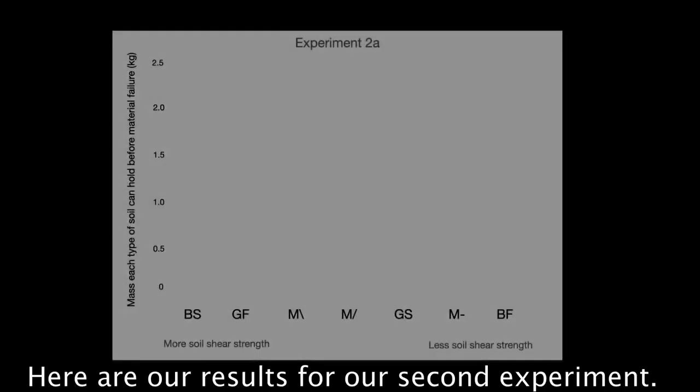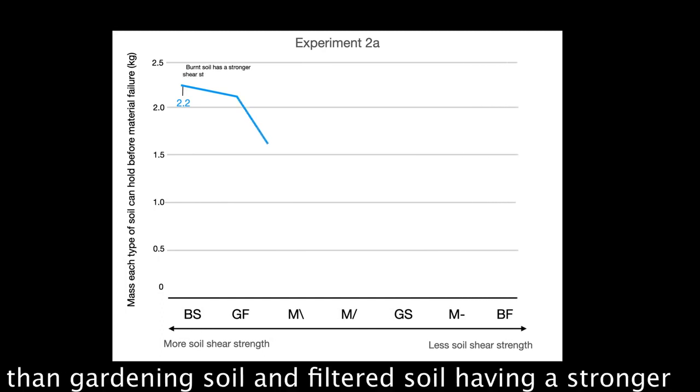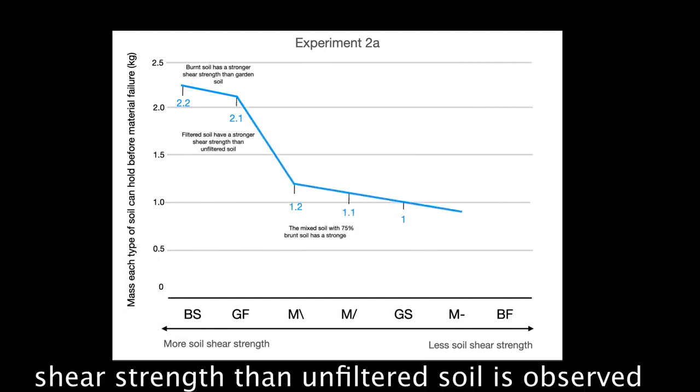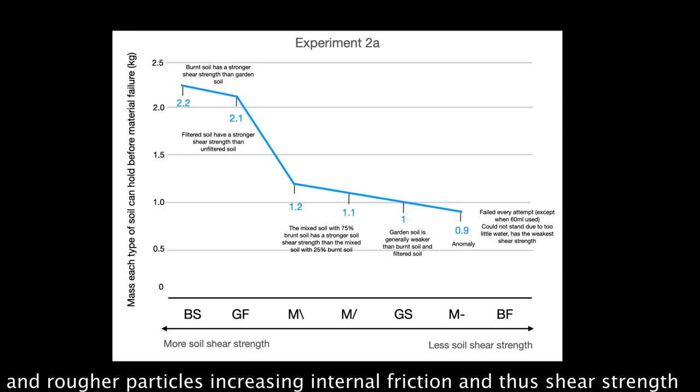Here are results for our second experiment. The general trend of burnt soil having a stronger shear strength than gardening soil and filtered soil having a stronger shear strength than unfiltered soil is observed, likely due to smaller particles than variety contributing more shear strength, and rougher particles increasing internal friction that endures shear strength.